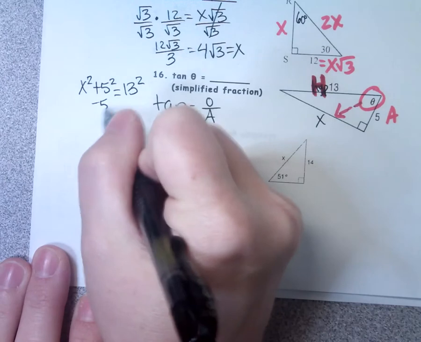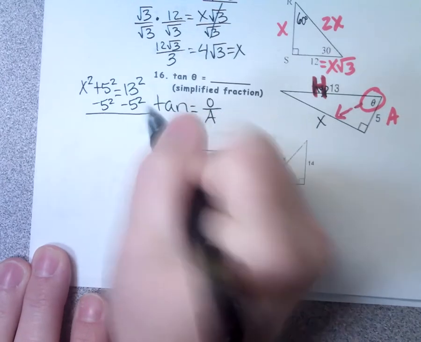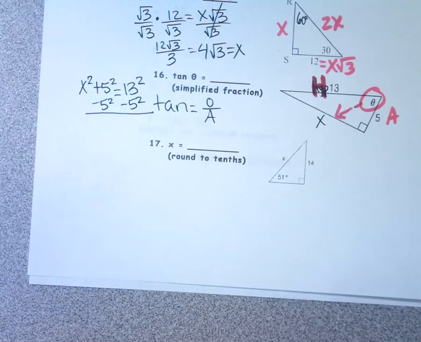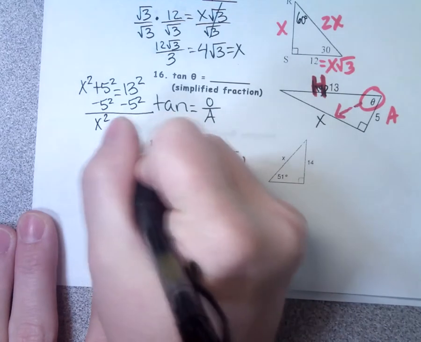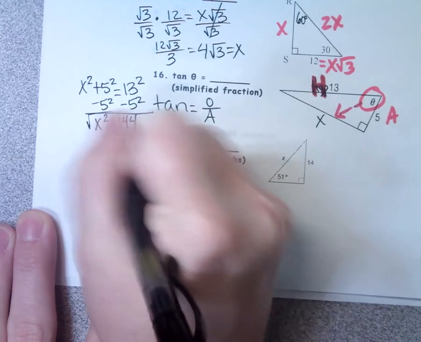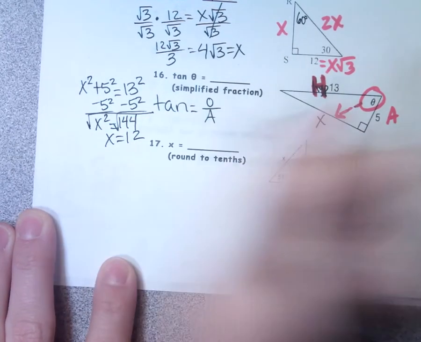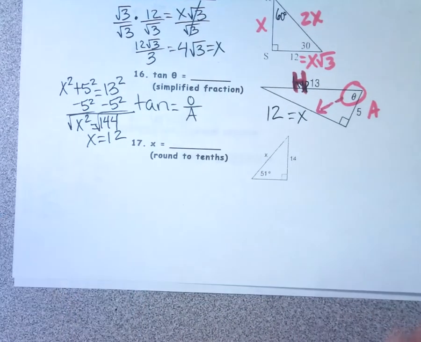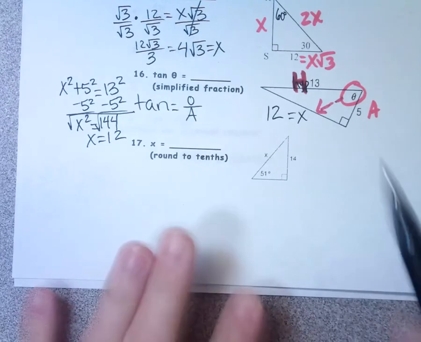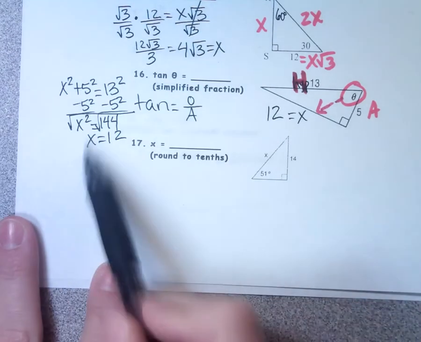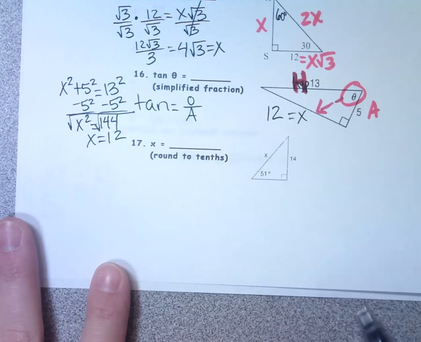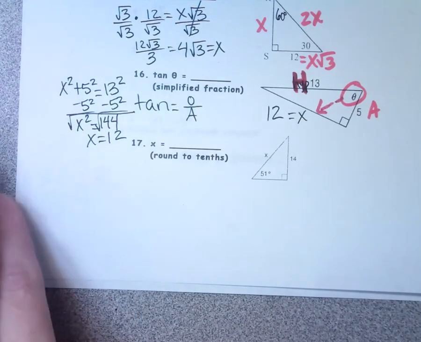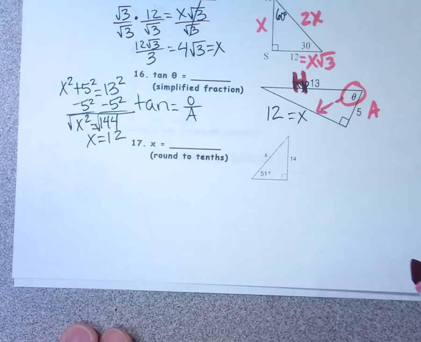Let's see. So if I subtract 5 squared from both sides, 13 squared minus 5 squared makes 144. And if I square root both sides, that makes 12. This is our 5, 12, 13 triangle. So if you recognized that it was a 5, 12, 13 triangle, one of our Pythagorean triples, then you wouldn't have had to do all this work over here. You could have just known that that side was 12. But if you didn't know that, you can always use Pythagorean theorem.